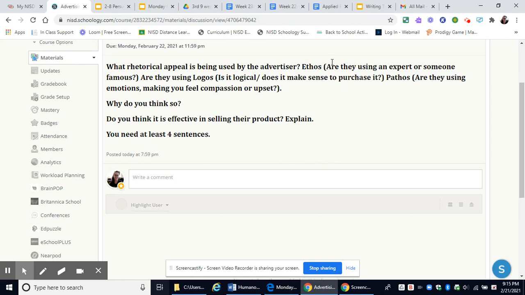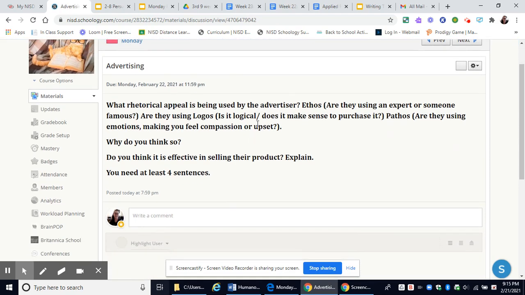The three we'll be talking about: the first one is ethos. Are they using an expert, someone famous in the ad? Or are they using logos? Is it logical? Does it make sense to purchase it? Is it pathos? Are they using emotions, making you feel compassion or upset about it? So in this case, when you look at the ad, you saw that it was Taylor Swift. So you need to decide which one of those applies.